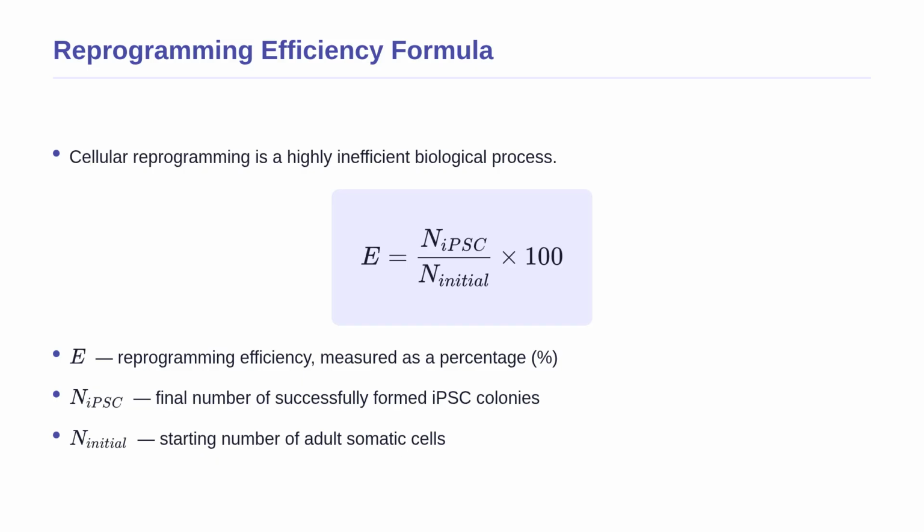If the final number of colonies increases while the starting number stays the same, our efficiency goes up. Conversely, if we start with a massive number of cells but only get a few colonies, the efficiency drops to a tiny fraction.